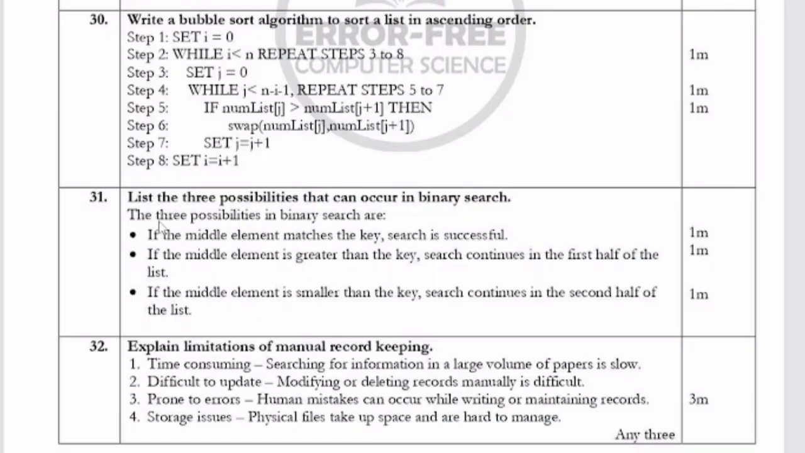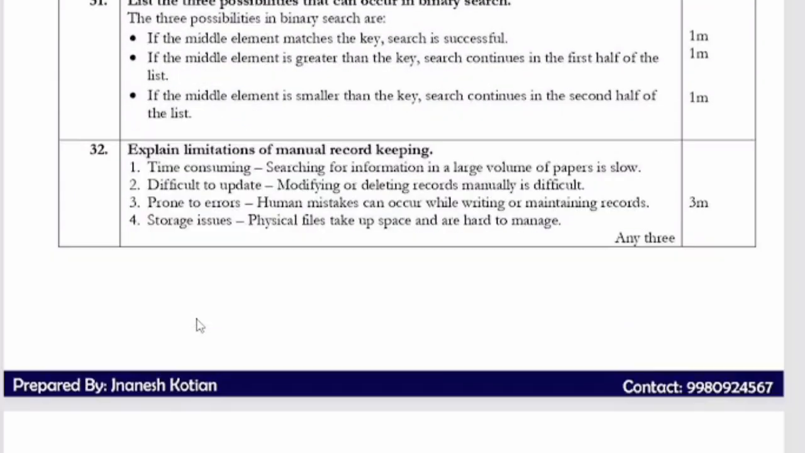31st, list the 3 possibilities that can occur in a binary search. So it's very interesting. The 3 possibilities in binary search are: if the middle element matches the key, search is successful. If the middle element is greater than the key, search continues in the first half of the list. If the middle element is smaller than the key, search continues in the second half of the list. That in the last question paper I told you this in detail, right? So let us go to the next.